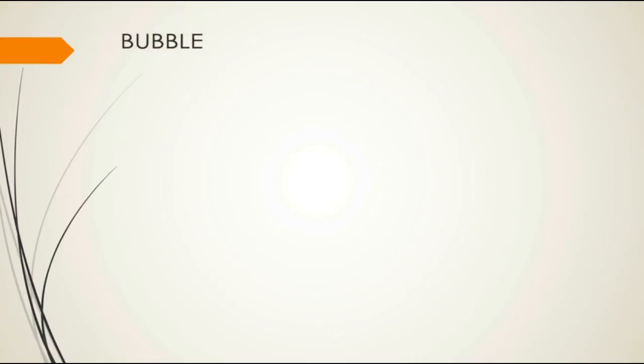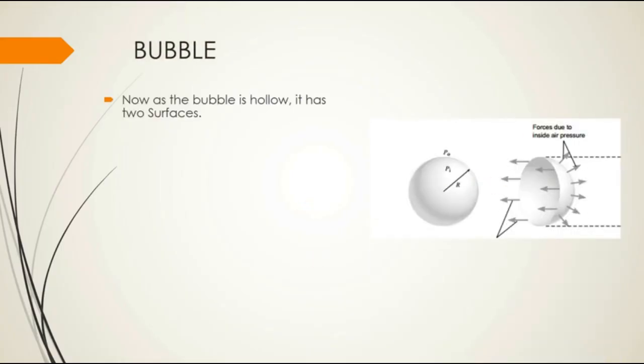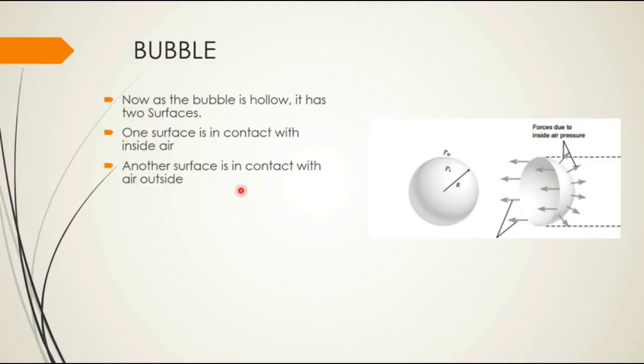Now let me consider a water bubble. It is hollow and has two surfaces. One surface is in contact with the inside air and another surface is in contact with the outside air. A bubble has two surface tensions. The pressure force is multiplied by the area of cross section, and the surface tension is acting on the circumference, one acting outward and one acting inward. Simplifying these terms, finally we get the pressure is equal to 8 sigma by d.